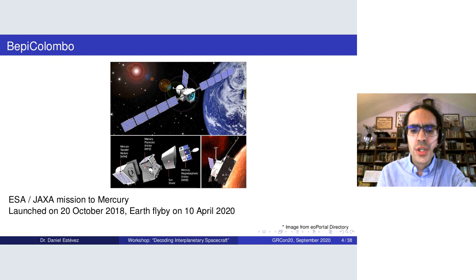It launched 2 years ago, but on its way to Mercury, it did actually in April this year an Earth flyby. It will do several flybys around Venus. So the recording is of the Earth flyby in April this year. And as you can see in the diagram here, this spacecraft actually consists of different modules which are going to break up upon arrival to Mercury and orbit and perform different experiments.